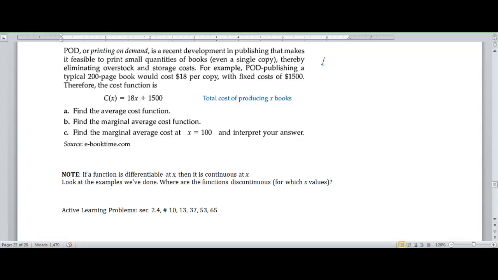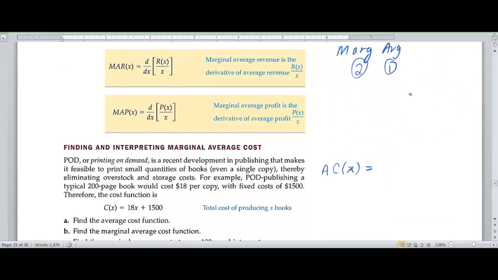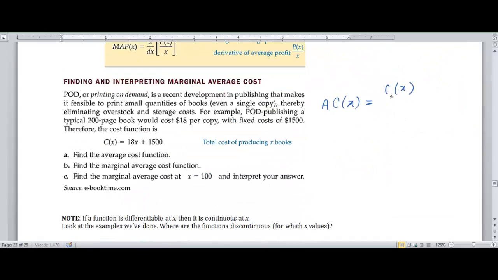We want to find the average cost function. So let's use the notation that your book uses, AC of x. That is the cost function divided by x. Now the cost function is 18x plus 1500. Let me write that here, over x. And so that's part A, find the average cost function.